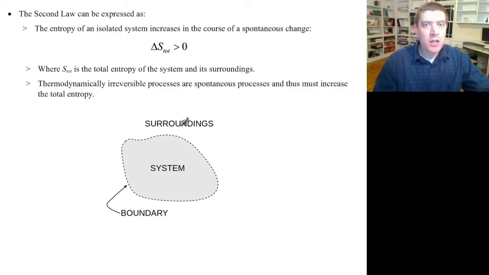So in any spontaneous change, the entropy of the universe must increase. If the entropy of the universe doesn't increase, the change is not spontaneous. If the entropy change of the universe is negative, that means that the process is non-spontaneous. That process will not occur. We have to put in energy to get that to occur.